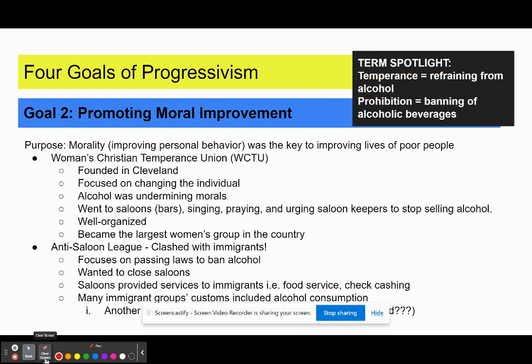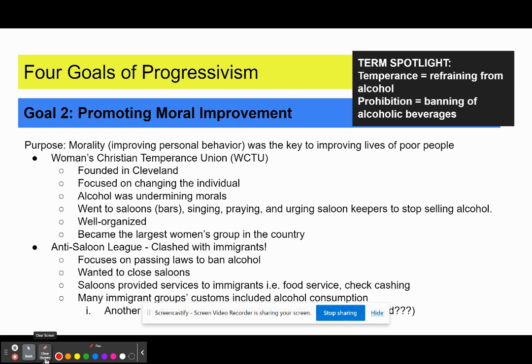So, interestingly enough, even though social welfare was a goal of progressivism, other reformers felt that morality, not the workplace, held the key to improving the lives of poor people. So, these reformers wanted immigrants and poor city dwellers to uplift themselves by improving their personal behavior. So, at the root of this was this idea of, to be a better person, don't drink.